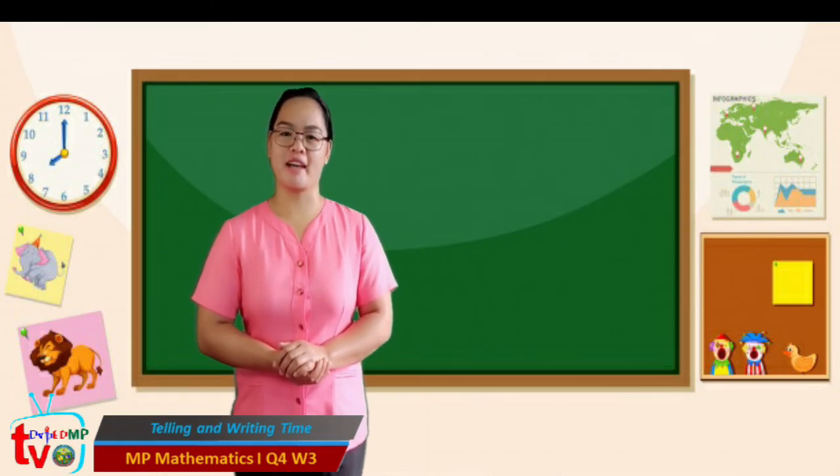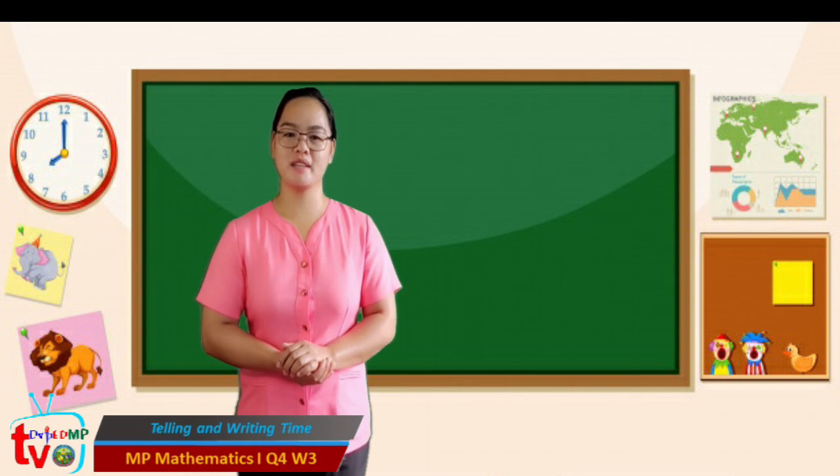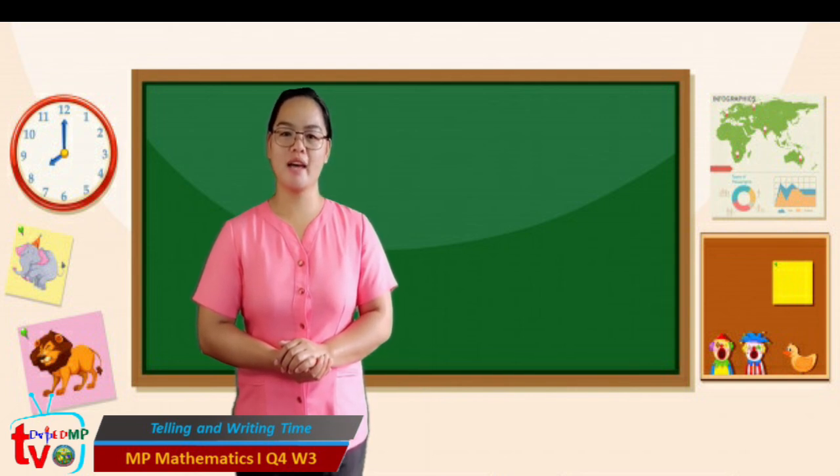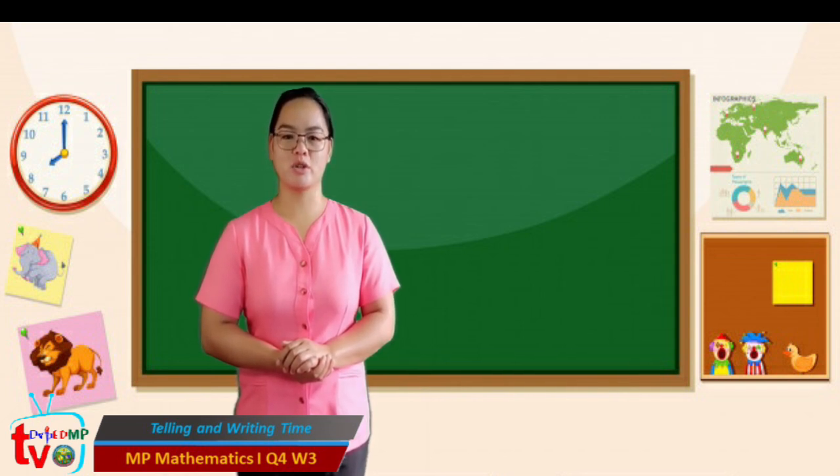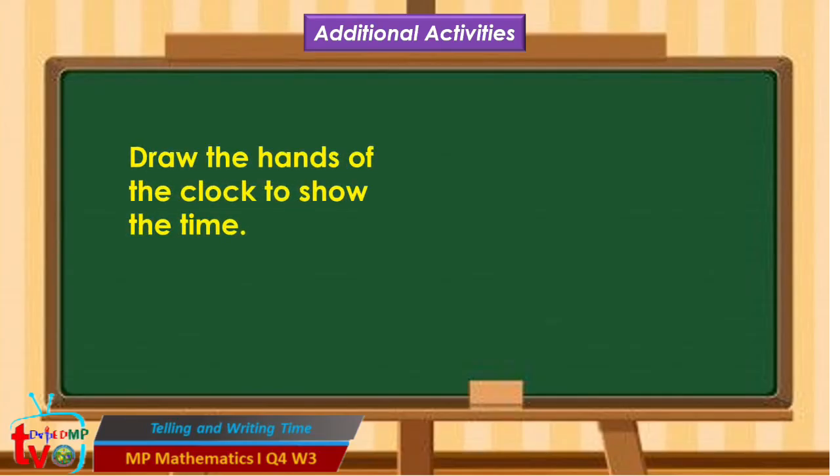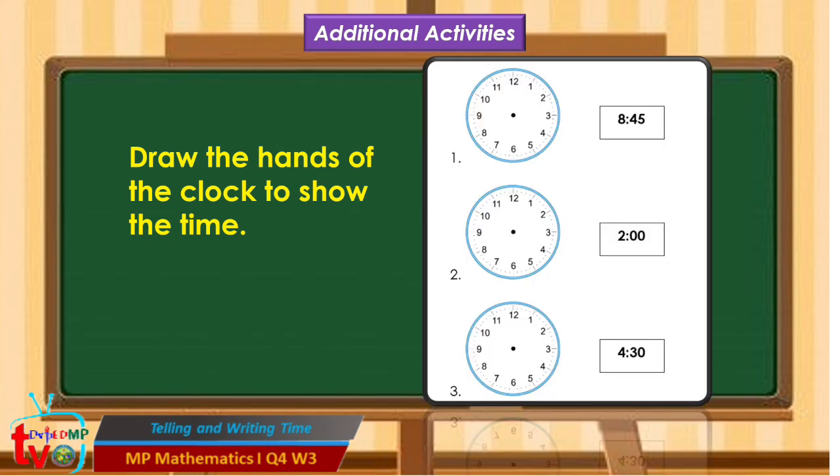Let's have more fun in telling and writing time. Draw the hands of the clock to show the time. Number 1, 8:45. Number 2, 2 o'clock. And number 3, 4:30.